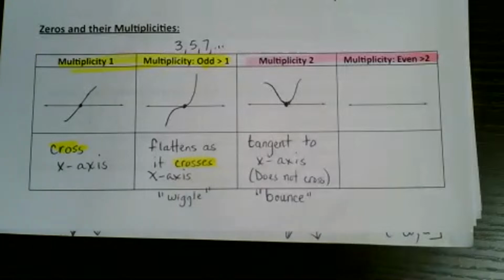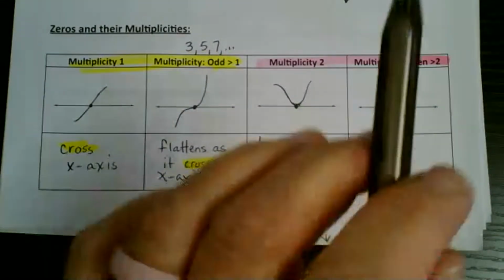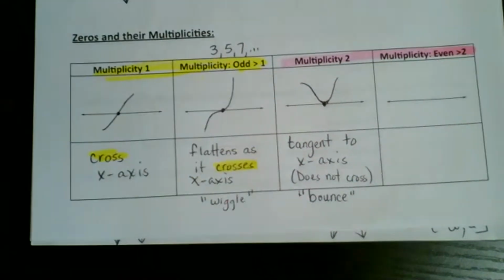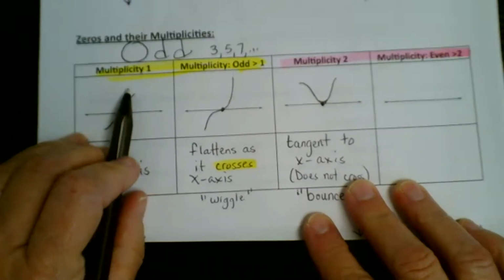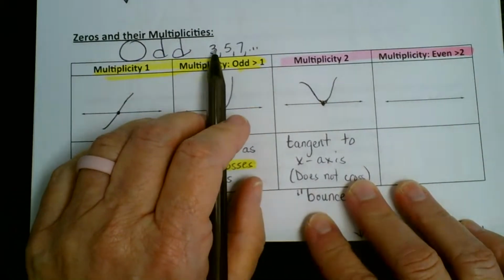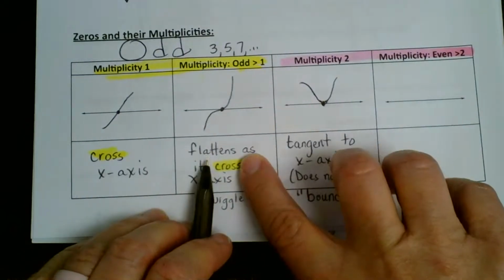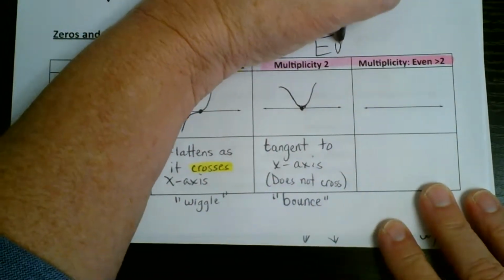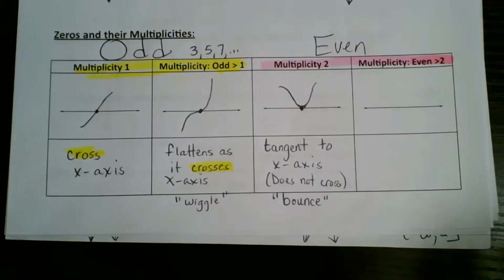Might be useful. Okay, last situation, and then we're going to expand a little bit on this on the next page. So these two are odd multiplicities. A simple 1 goes straight across. A higher odd, 3, 5, 7, flattens out, but it crosses. Okay? An even multiplicity does not go across. It turns around and goes back in the direction you came from.